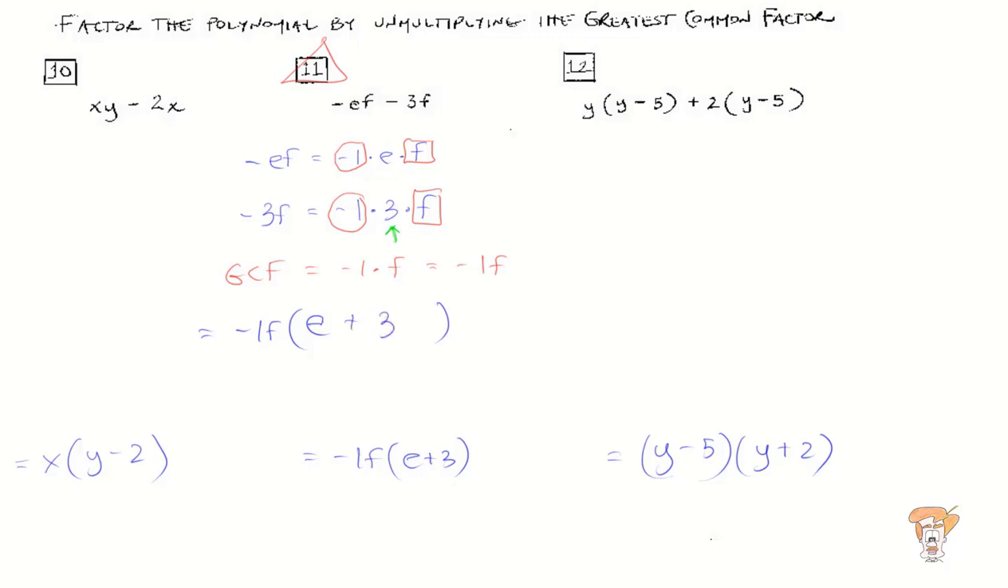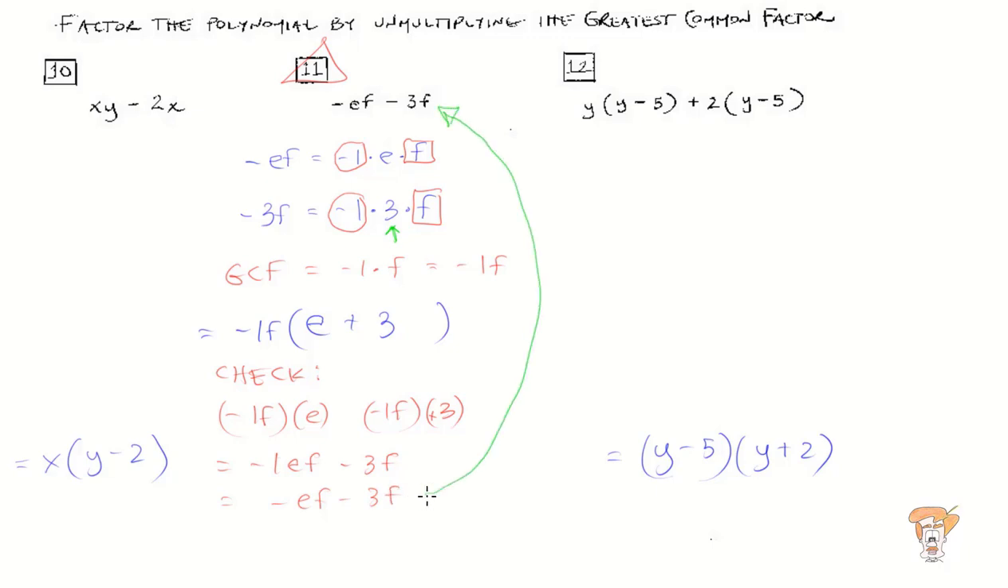We can check our answer by distributing the minus 1f to each of the terms contained in the parentheses. Minus 1f times e and minus 1f times plus 3. Minus 1f times e, that's going to be minus 1ef, and minus 1f times plus 3, that's going to be a minus 3f. So we can simplify this to be minus ef minus 3f, and let's check and make sure that was what we had originally, and it was. Therefore, the factored form of minus ef minus 3f is minus 1f times the quantity of e plus 3.